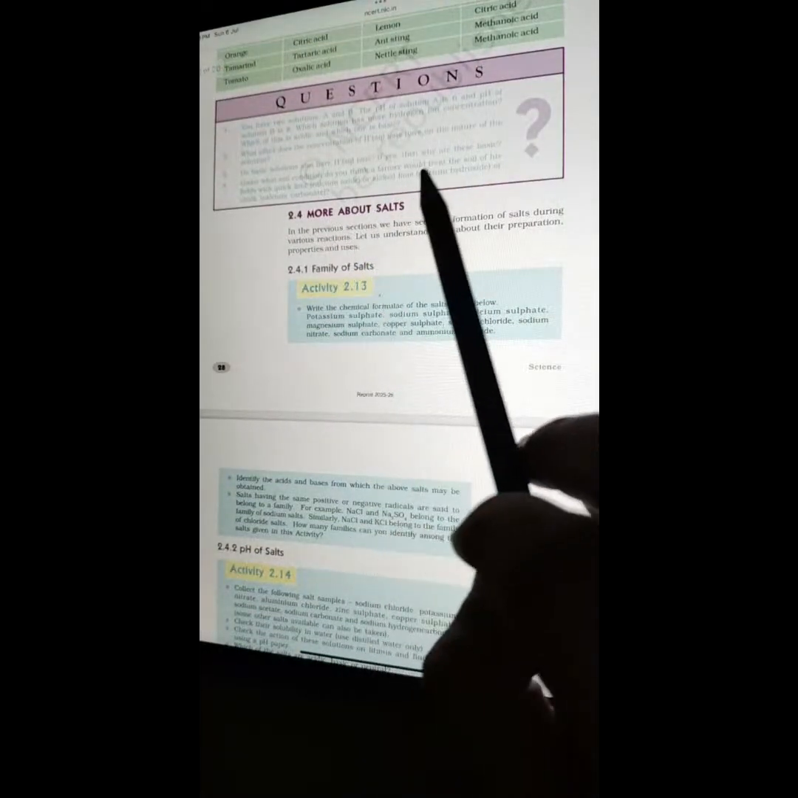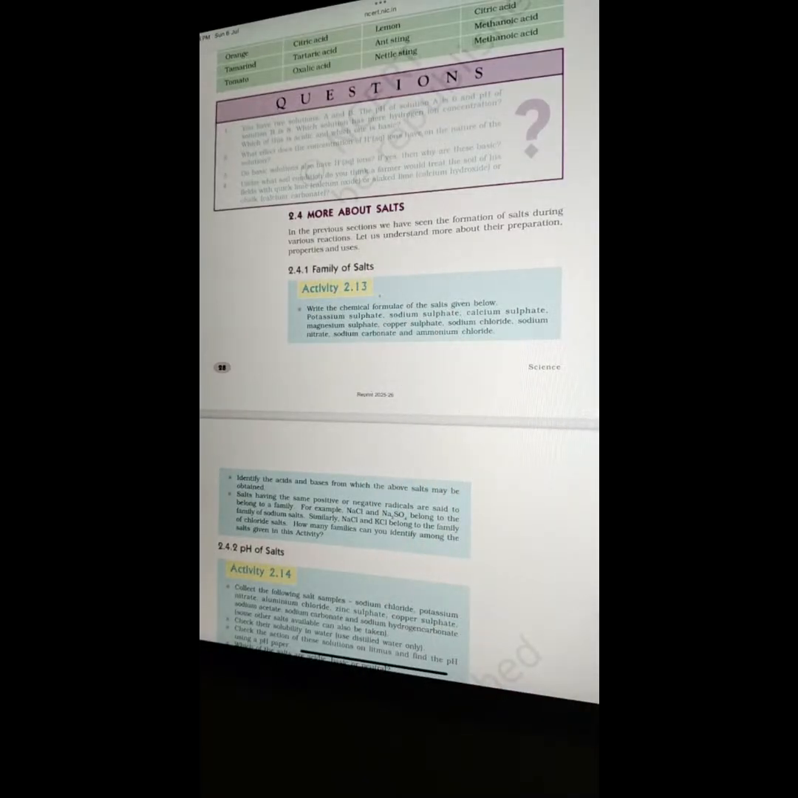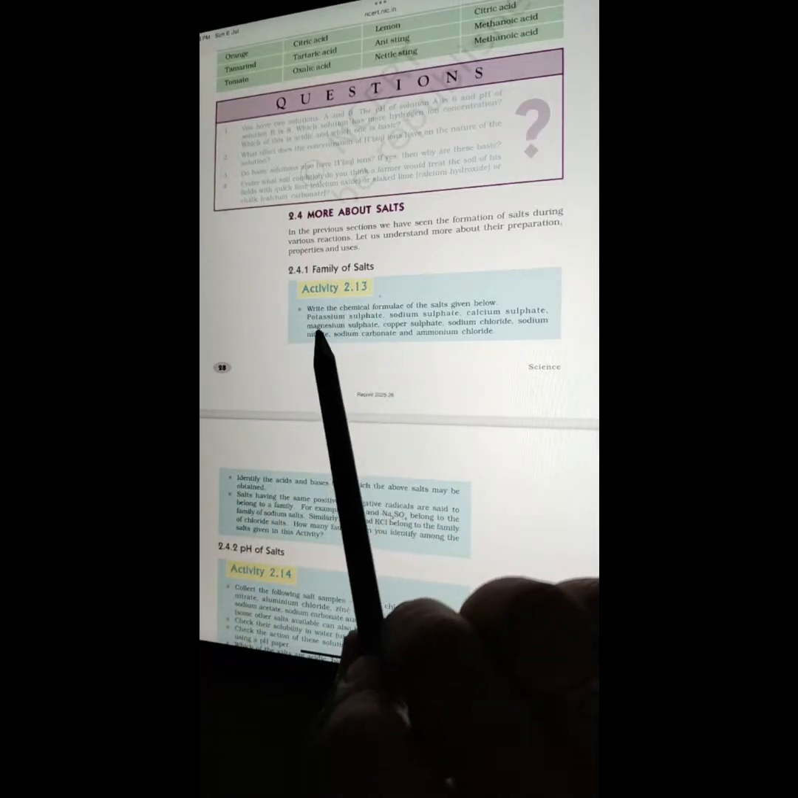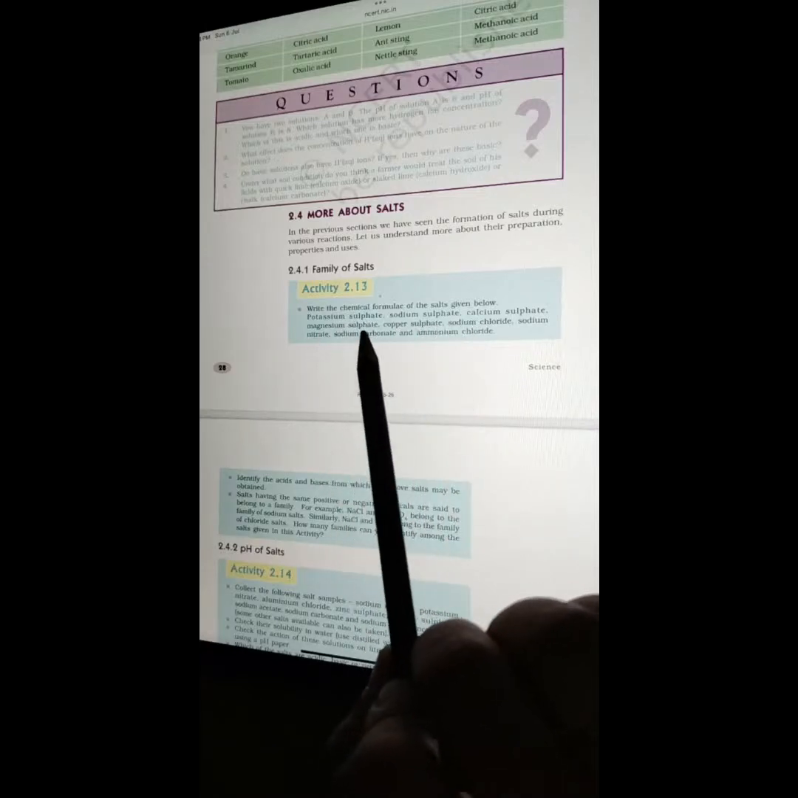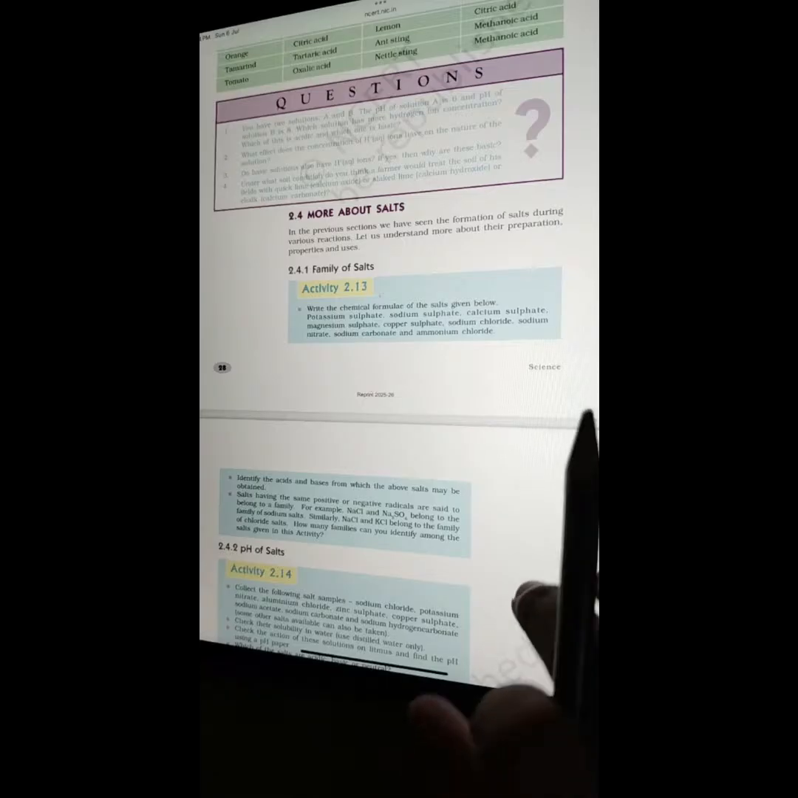2.4 More about salts. In the previous sections, we have seen the formation of salts during various reactions. Let us understand more about their preparation, properties, and uses. 2.4.1 Family of salts. Activity 2.13. Write the chemical formula of the salts given below: potassium sulfate, sodium sulfate, calcium sulfate, magnesium sulfate, copper sulfate, sodium chloride and sodium nitrate, sodium carbonate, and ammonium chloride.